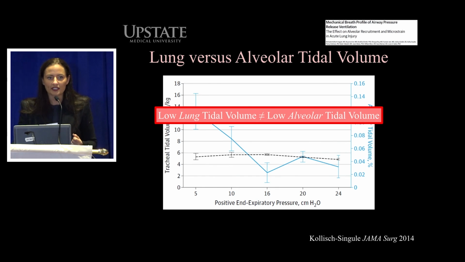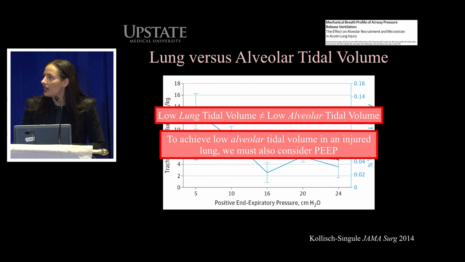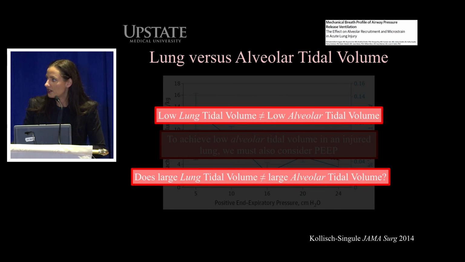So what this study taught us is that low lung tidal volume does not necessarily mean the same thing as low alveolar tidal volume. And moreover, to achieve low alveolar tidal volume, you need to be thinking about the lung upon which that tidal volume is being distributed. You also have to be thinking about the pressure within the system. And so this begs the next question: does a large lung tidal volume necessarily mean that there's a large alveolar tidal volume?